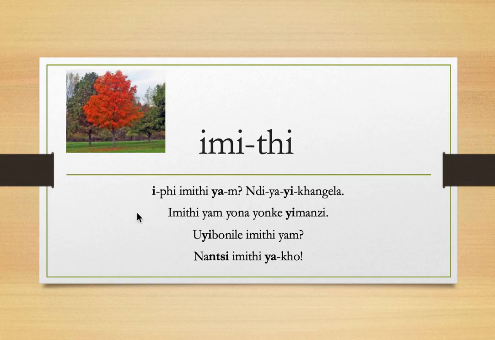Ipi imiti yam? Where are my trees? It's confusing because we have the i noun class that refers to singular nouns, and in this case, imi is a plural noun, but has the same prefixes for all the cases. Ipi imiti yam, where are my trees?